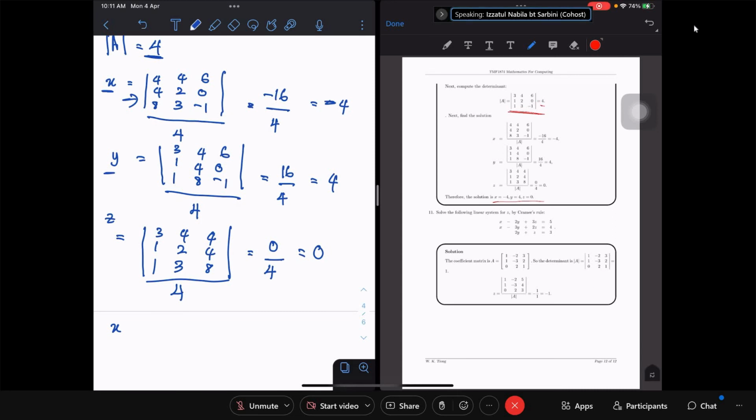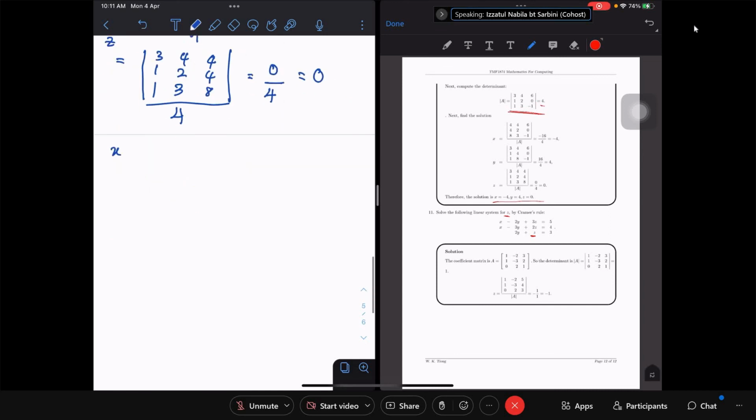For example, look at the last question, 11. Solve the following linear system for Z. In this case, they just want you to find the variable Z. So you have to identify which is your matrix B. Your matrix B here is 5, 4, 3. And this is your matrix A. The first step is you need to find the determinant for A. So the determinant for A is equal to 1. Now you want to find only variable Z.